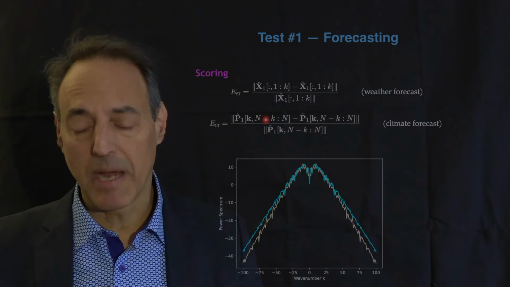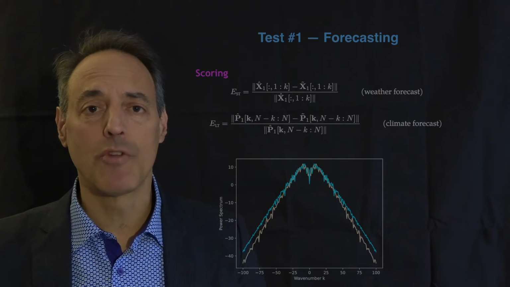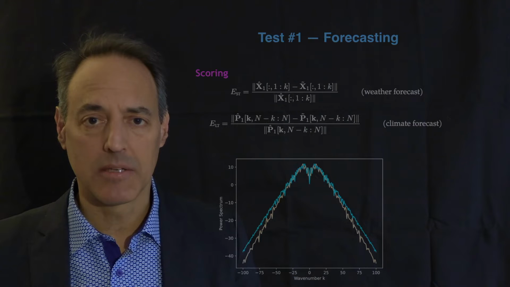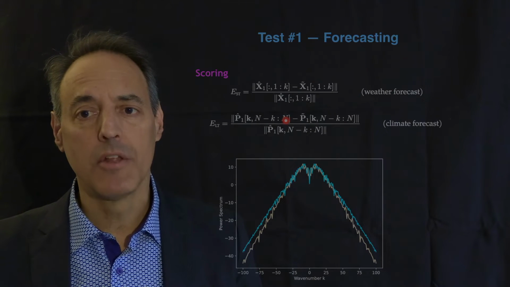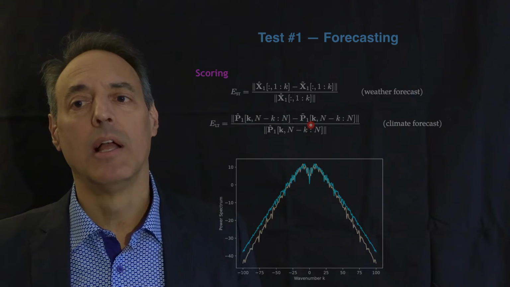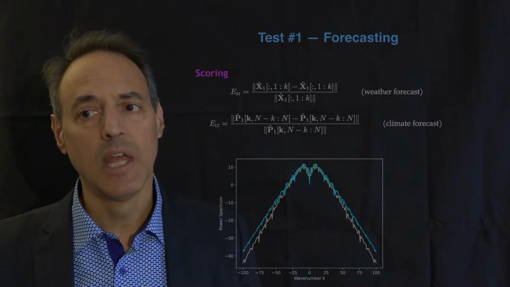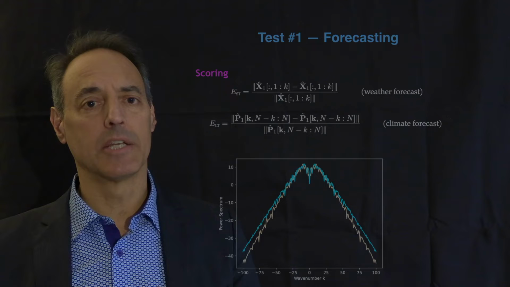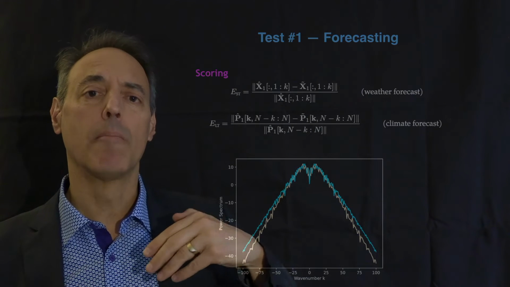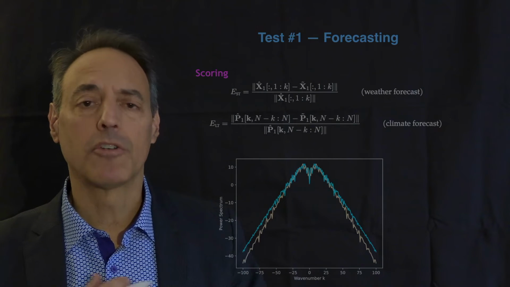So you're going to take the power spectral density, let's say averaged over the last k snapshots of this system, and you're going to compare the truth versus your prediction of what the power spectral density is. And that's like a climate forecast. What you're trying to get here is the right probability distribution far into the future.